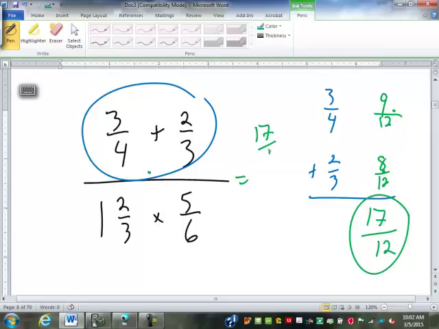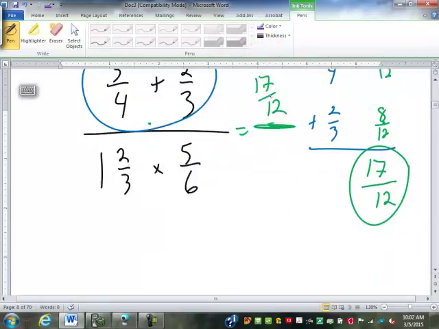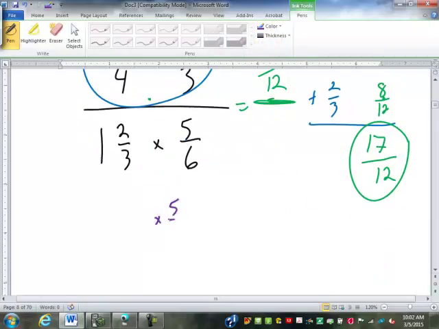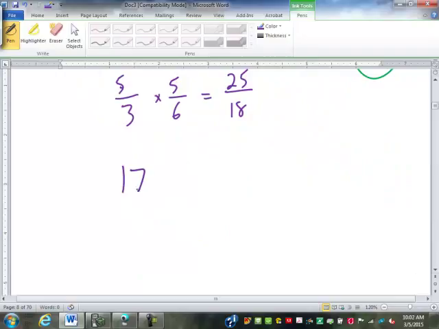The reason why is going to become apparent in just a second. On bottom here, I need to multiply 1 and 2/3 times 5/6. The 5/6 isn't going to change, but this is going to become how many thirds? 5/3. I multiply, 5 times 5 is 25, 3 times 6 is 18. This is 25 eighteenths. So what we have here now is 17 twelfths divided by 25 eighteenths.